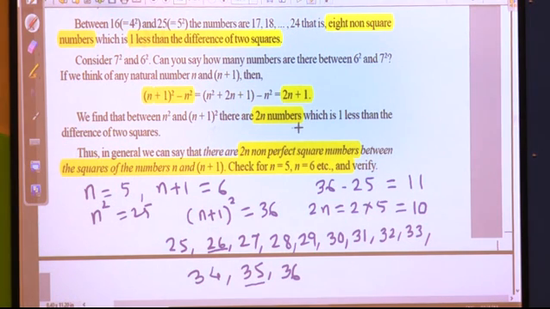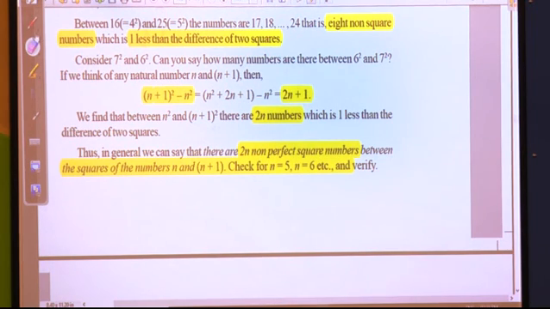What they have explained is that there are 2n numbers, which is 1 less than the difference of 2 squares. The difference of 2 squares is 11, so 1 less than that is 10. Again counting, 1, 2, 3, 4, 5, 6, 7, 8, 9, 10. In this way it is verified that there are 2n non-perfect square numbers between the squares of the numbers n and n plus 1, where we checked for n equal to 5 and n plus 1 equal to 6. I hope the concept is clear.